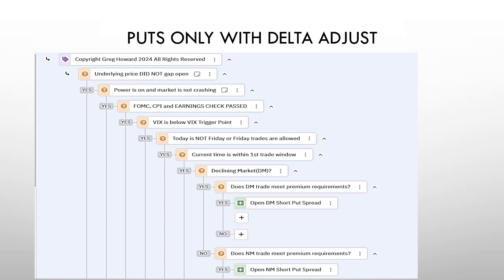In addition, it checks all the conditions you see here prior to attempting to open a trade, as they too affect the probability of success. If for some reason the order doesn't get filled, it will try again in 15 minutes.